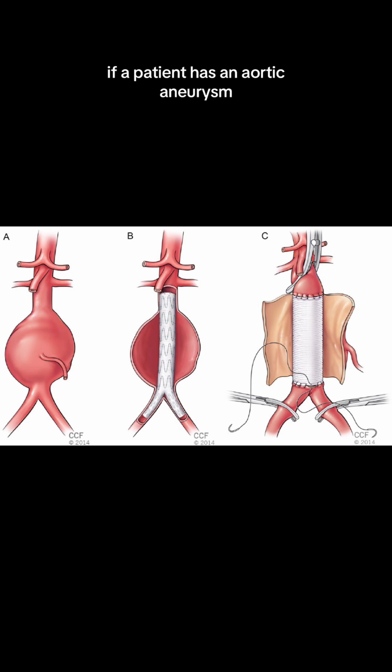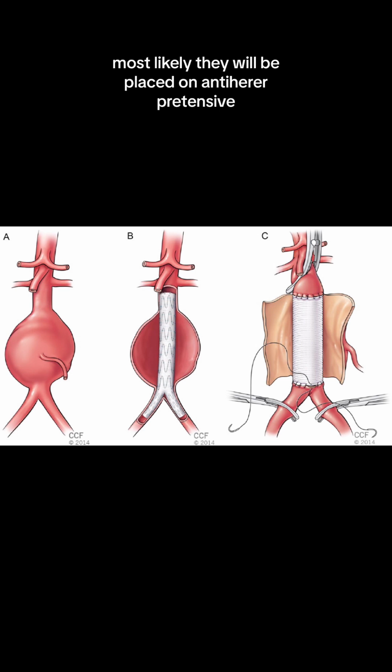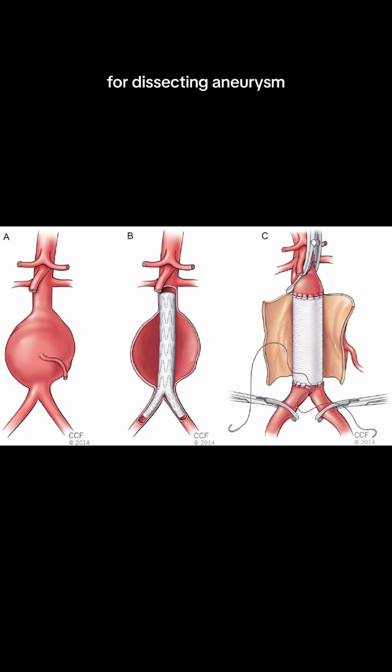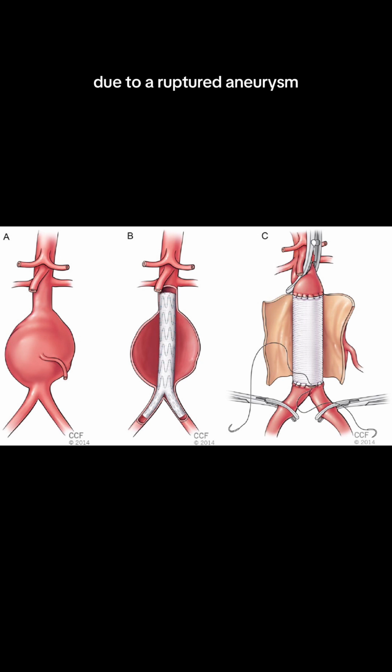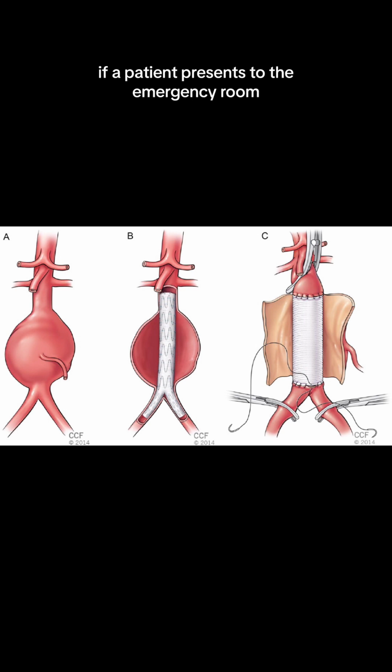If a patient has an aortic aneurysm, or an aneurysm in general, that just has to be watched, most likely they will be placed on antihypertensives, because remember, the biggest risk factor for a dissecting aneurysm is high blood pressure. If an aneurysm is classified as a high risk to rupture or cardiac tamponade, which could be caused by a ruptured aneurysm, then surgery has to take place. If a patient presents to the emergency room and they are having a dissection, usually intubation and ventilation may be required, especially when the patient is hemodynamically unstable.